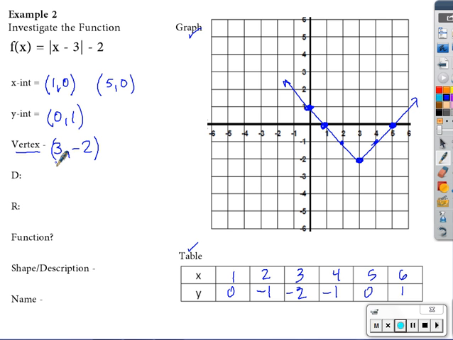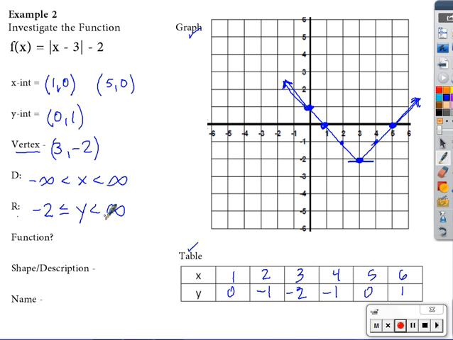Domain, yet again, is x values. So this arrow goes up and left. This arrow goes up and right forever. So negative infinity to infinity. And the range, okay, the lowest this graph goes is negative 2. And both these arrows are going up, so it goes to infinity. So y is greater than or equal to negative 2, up to infinity.